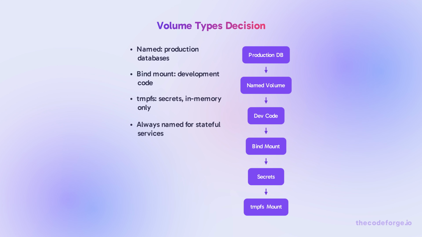Choose your volume type based on use case. Named volumes are the production default. Docker manages the path and permissions. Bind mounts map exact host paths, great for development. tmpfs stores data in memory only, perfect for secrets.